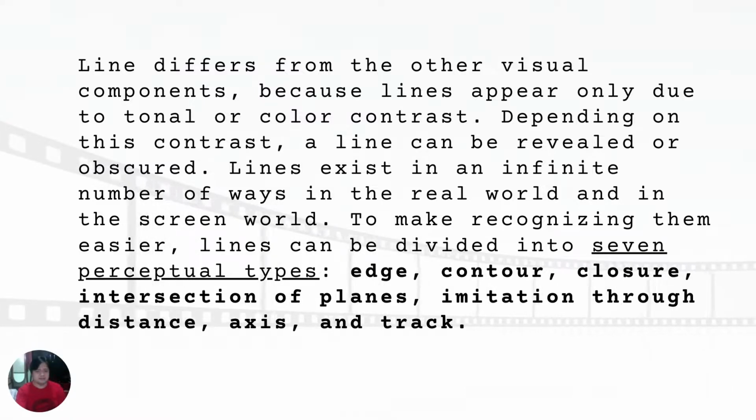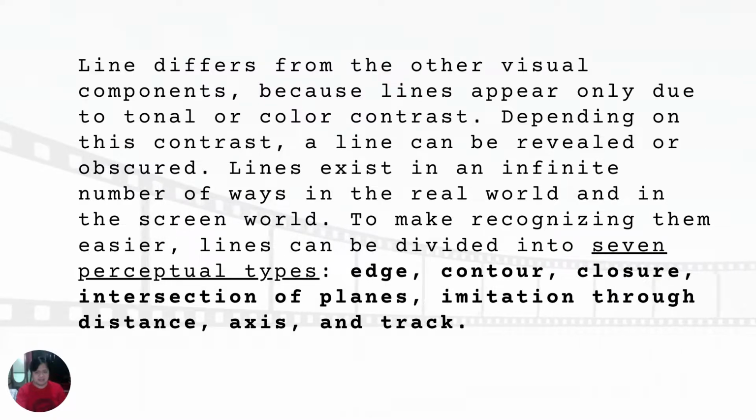Now, lines differ from other visual components because lines appear only due to tonal and color contrast. Depending on this contrast, a line can be revealed or obscured. Lines exist in an infinite number of ways in the real world and in the screen world as well.